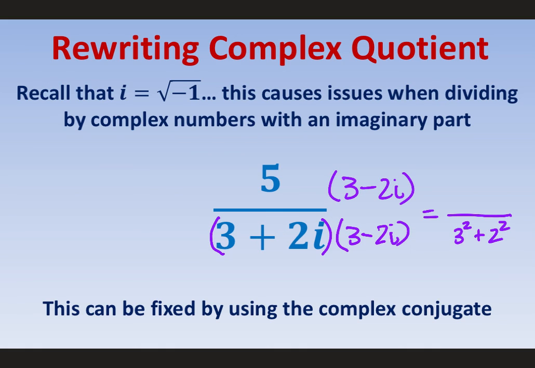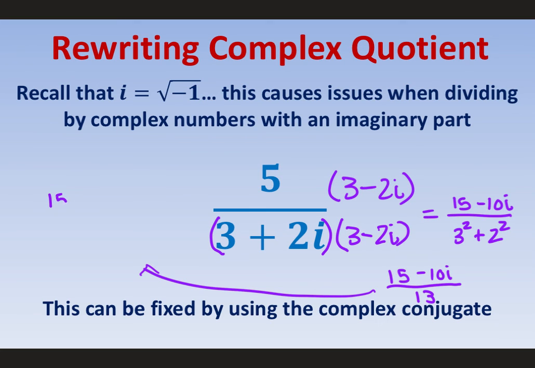On top, we do have to do a little distribution. 5 times 3 is 15, and 5 times negative 2i is negative 10i. All right, just a little more simplifying. 3 squared is 9, 2 squared is 4, 9 plus 4 is 13. So we end up with 15 minus 10i over 13. Now, that's not usually the way we leave it written. We usually simplify it out and spread it out a little bit into the real and imaginary parts. So we usually write 15 over 13 minus 10 over 13i. And that would be our final simplified divided answer.